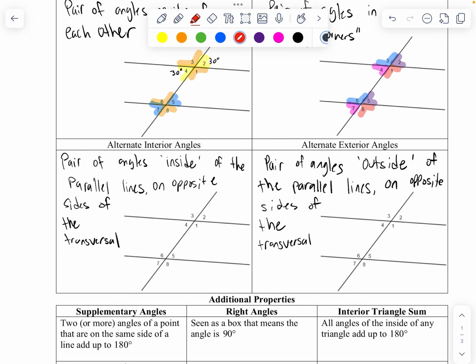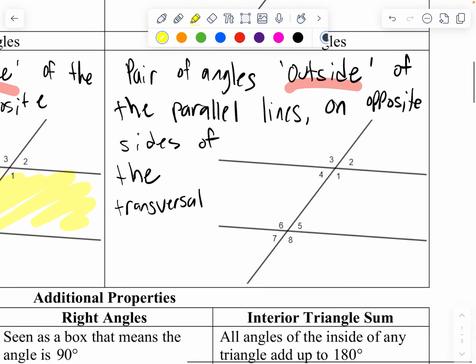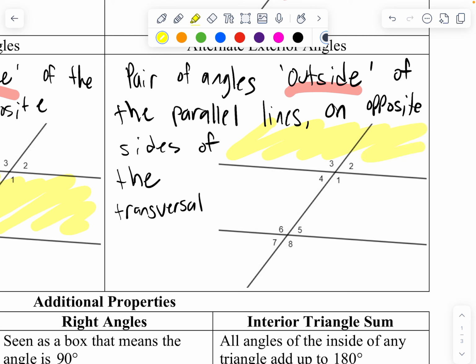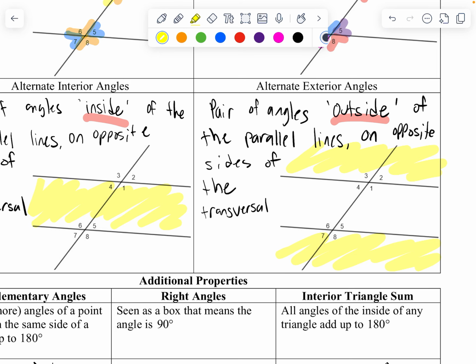Okay. Now the last you have are alternate interior angles and alternate exterior angles. Interior is inside, exterior is outside. Now when we talk inside, outside, we're talking of the parallel lines themselves. So you have two parallel lines. You have the inside of the parallel lines, the stuff in between, and then you have the stuff outside of those parallel lines. That's what we're referring to with these alternate interior and exterior angle theorems.